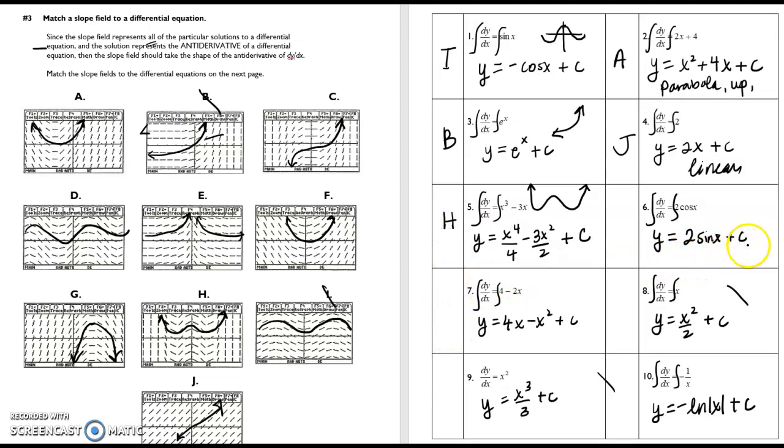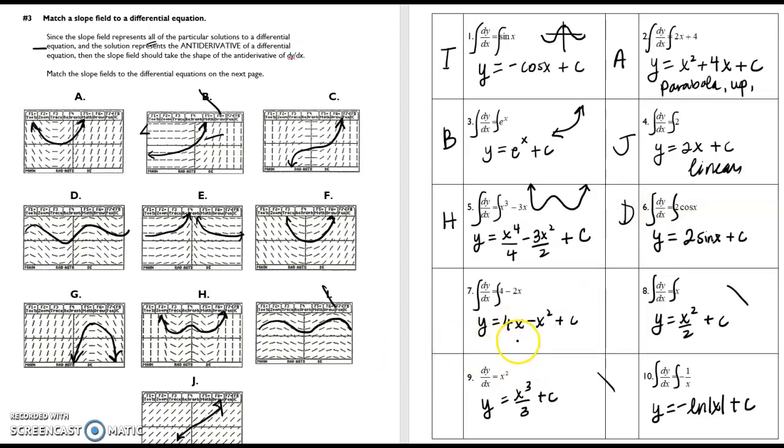Sine of x for number 6. Looking for a sine curve. That's going to be D. So notice again, I don't have a slope of 0 here. I have like a slope of 1 along the y-axis. And then I have my first horizontal tangent probably at about pi over 2. So that is at D.